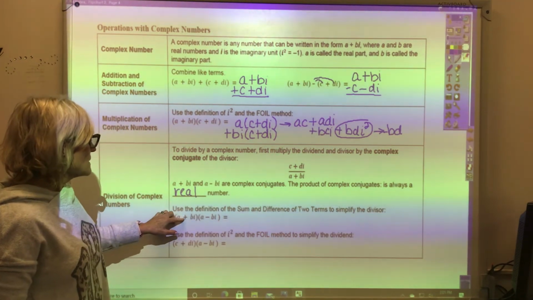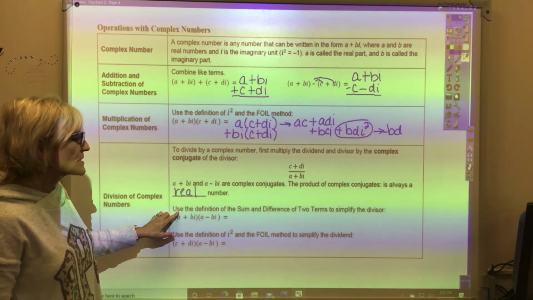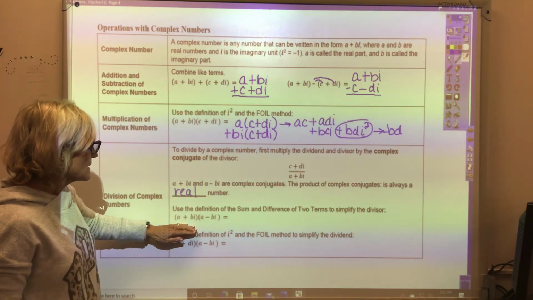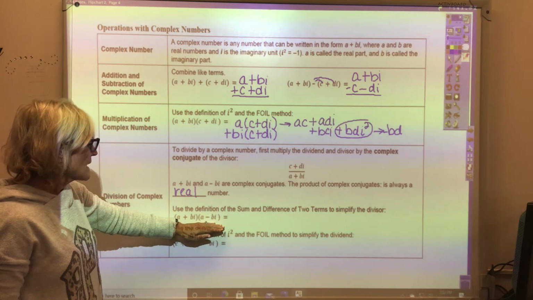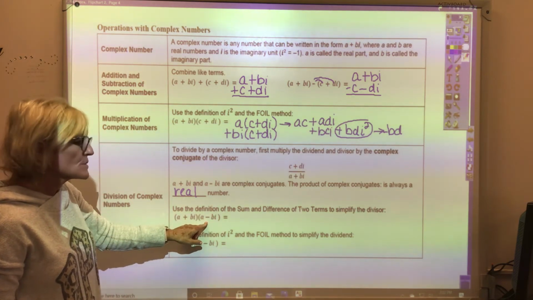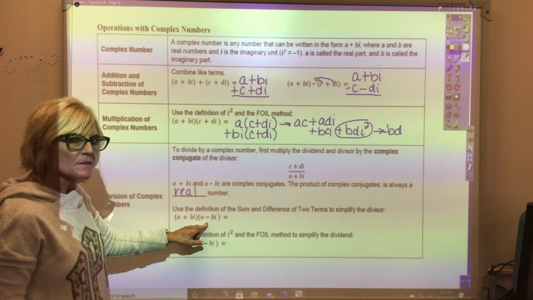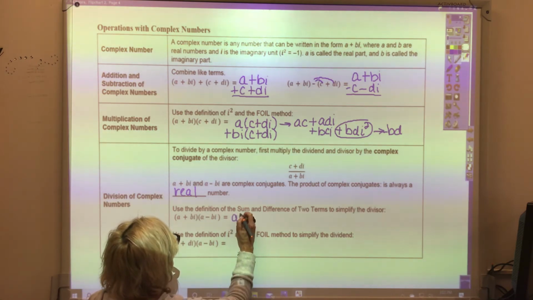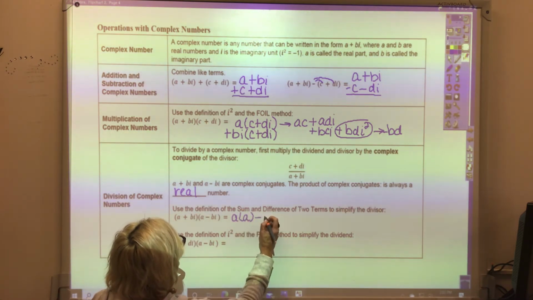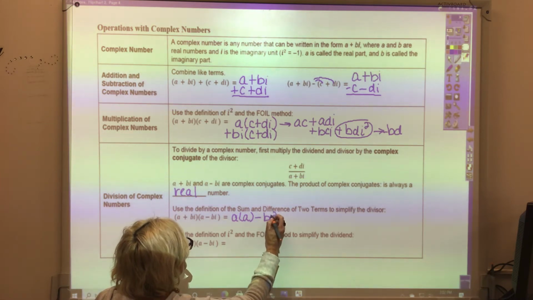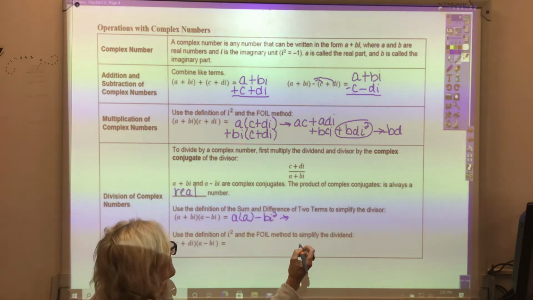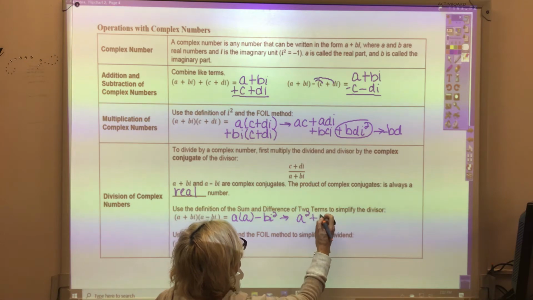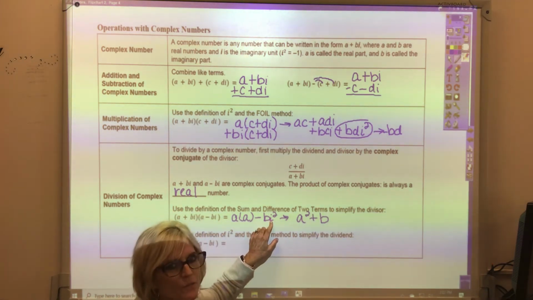So what you use is the definition for the sum and difference of terms to simplify the divisor, meaning you have a plus bi times a minus bi. That's the sum and difference of two terms. And all you have to do, you don't have to even FOIL this all the way out, is you're going to multiply a times a minus bi squared. That would become a squared plus b squared, because the i squared is -1.